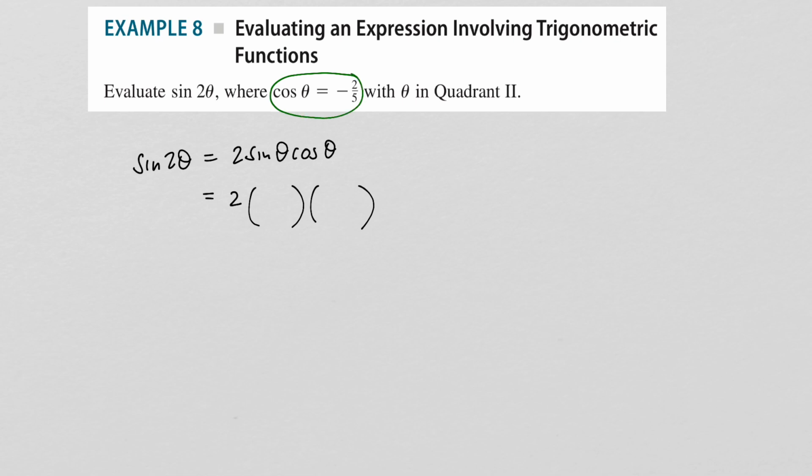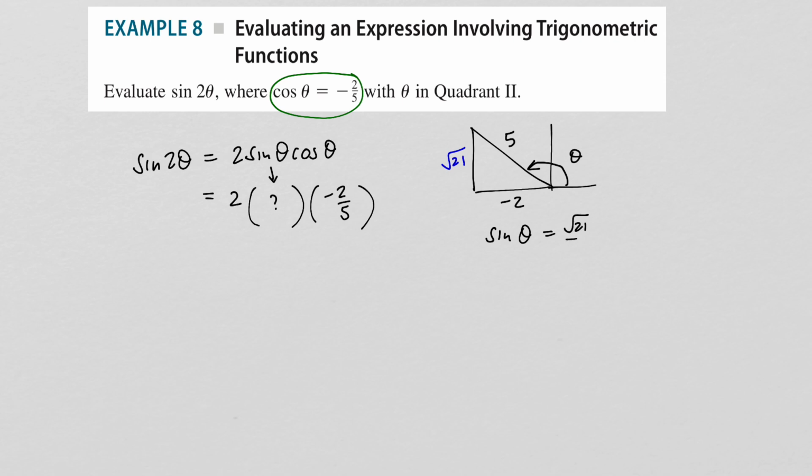Now they tell us cosine theta is negative 2/5, so we can go ahead and put that in. But then we don't know what sine of theta is, right? That's the question. But again, we know that theta is in the second quadrant. So here's theta. And we know that cosine of theta is negative 2 over 5. So we can find the missing side here. This is going to be radical 21 according to the Pythagorean theorem. And now we know that sine of theta is radical 21 over 5. And so now we can put that in here. And this is going to give us negative 4 square root of 21 over 25.